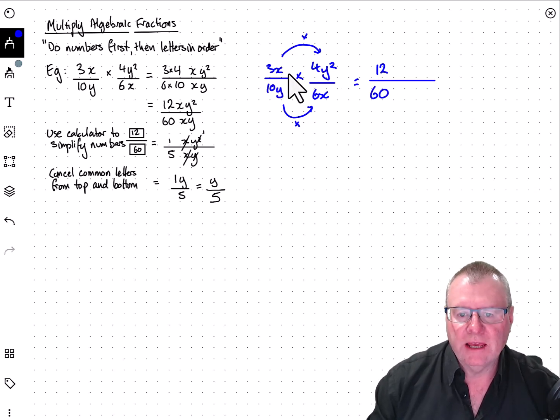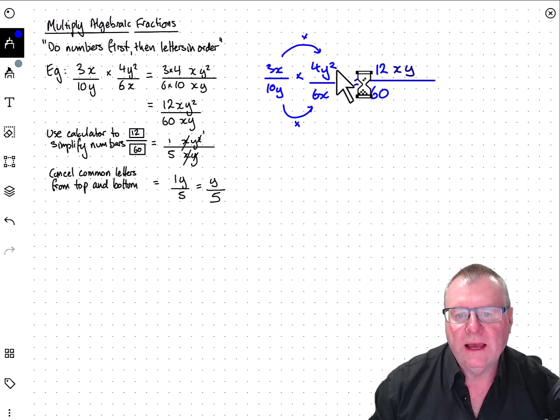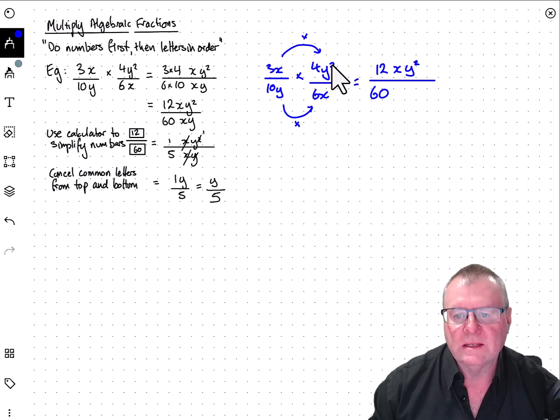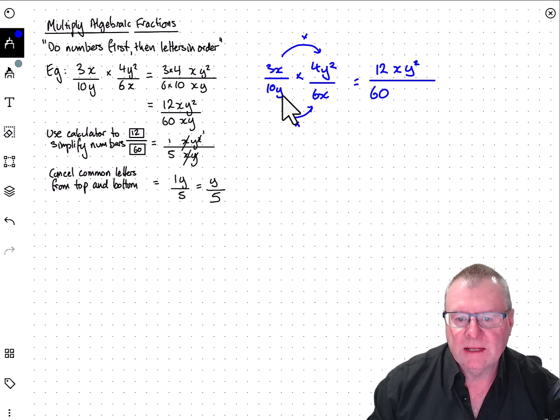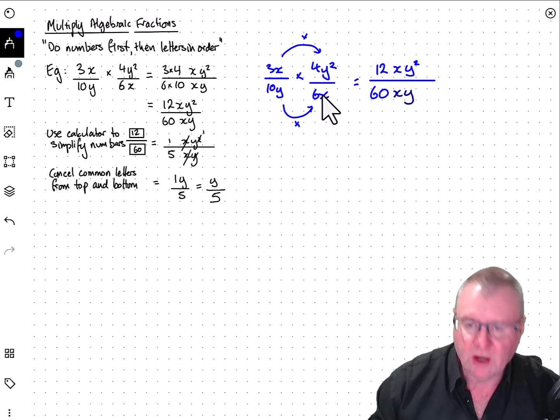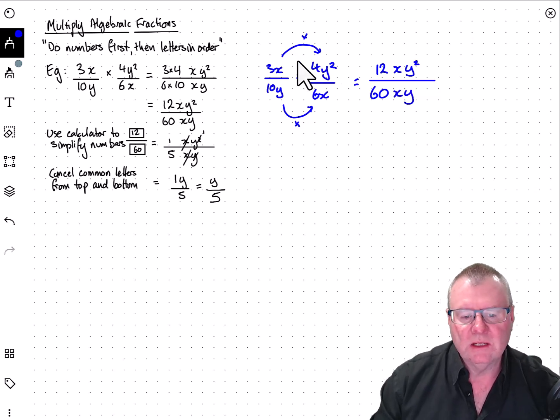If I have a look, I've got X and Y in my multiplication, but the Y has a squared, like a number 2 in its index, so I've got 2 Y's in that. Across the bottom, my letters are Y multiplied by X, but if I put them in alphabetical order, I've got XY. All right, we've done the multiplication, but there's just one little step to tidy it up a little bit.